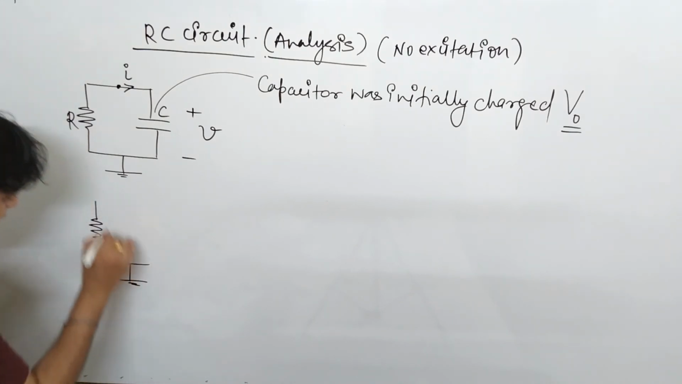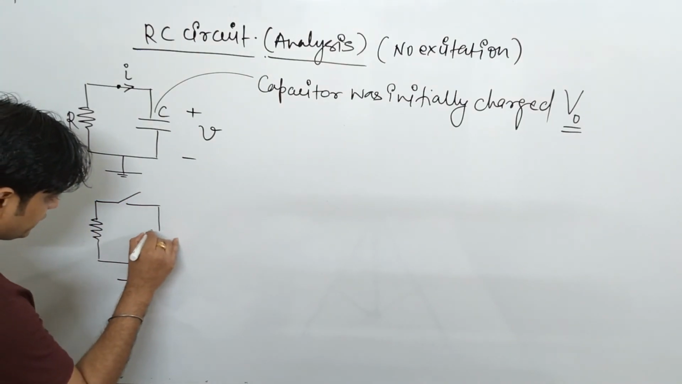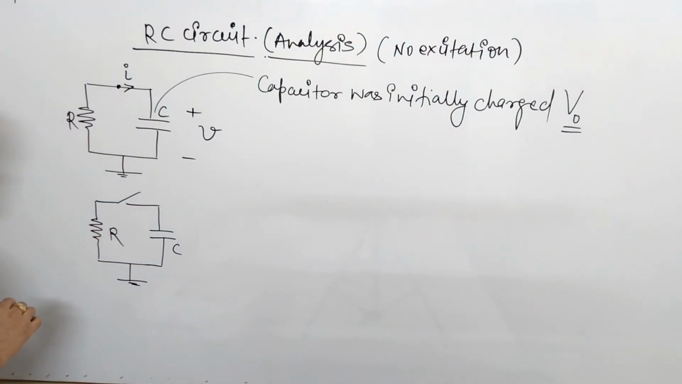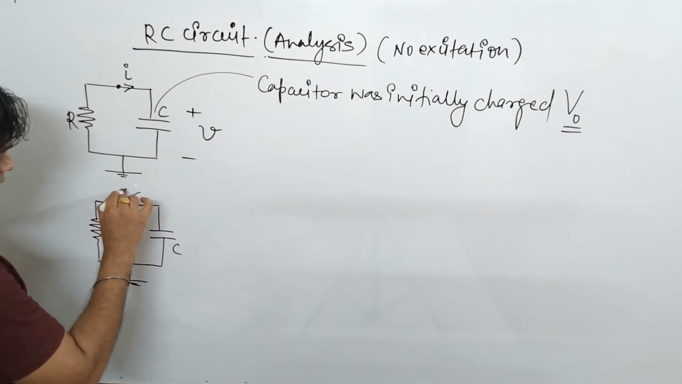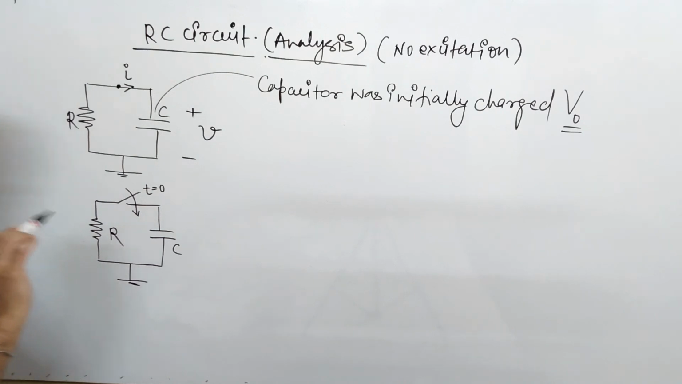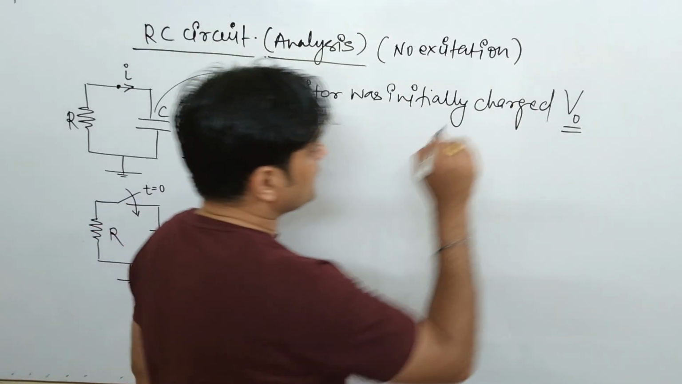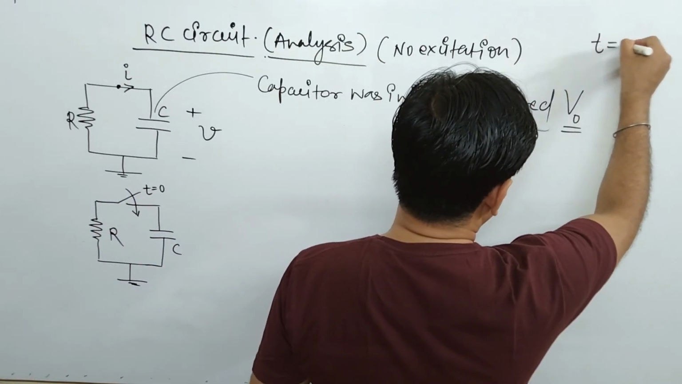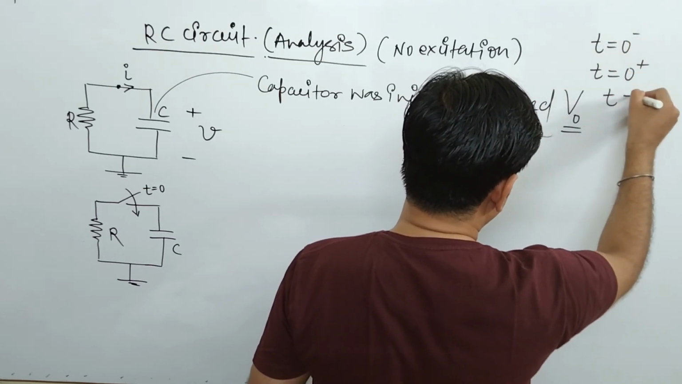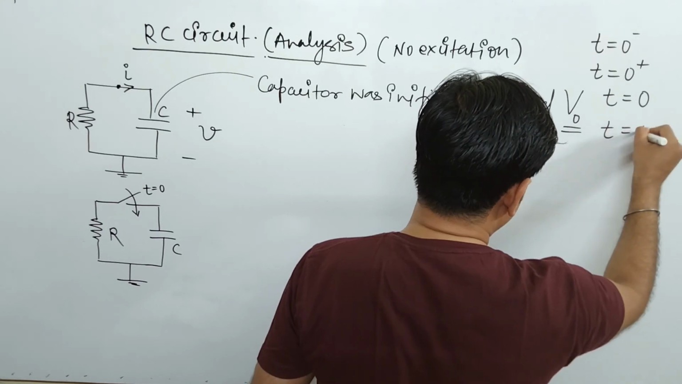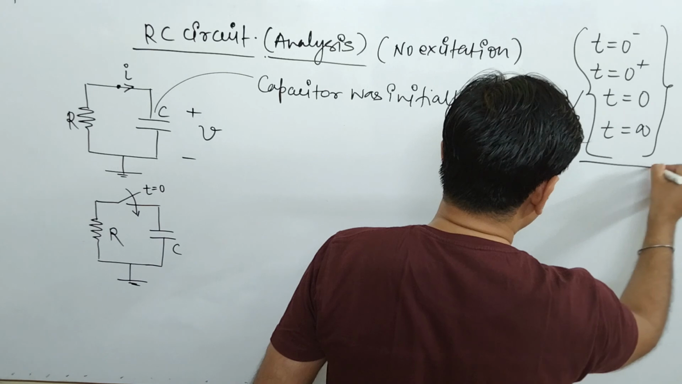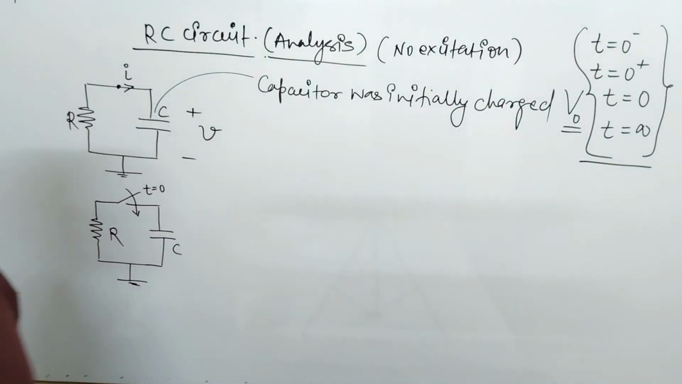Please try to go through it. Here I am taking one switch. This is your C, this is your R, and this is your switch. We understand all the conditions of t. You have seen in your networks: t equal to 0 negative, t equal to 0 positive, t equal to 0, t equal to infinity. There are all different conditions. We will try to understand this, so don't get confused with it.